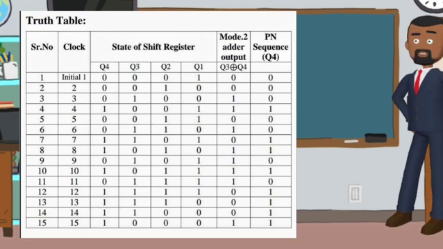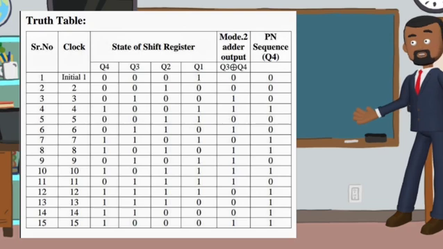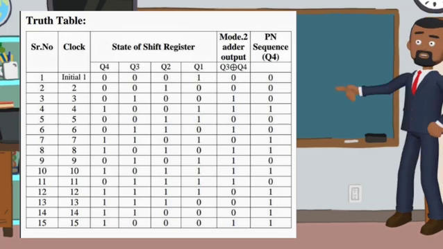From this, we get a new state every time. The last column shows the PN sequence, which is taken from Q4. After 15 steps, the same sequence repeats. So even though it looks random, it's actually a fixed pattern.